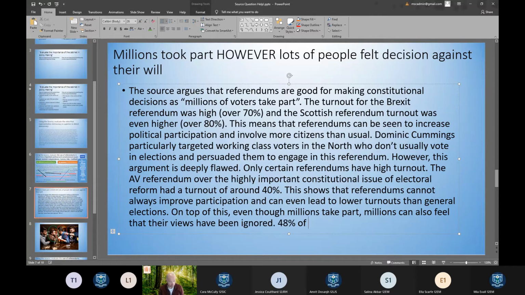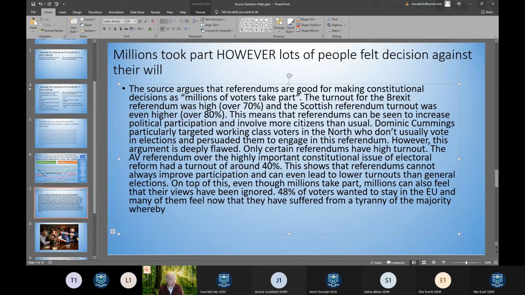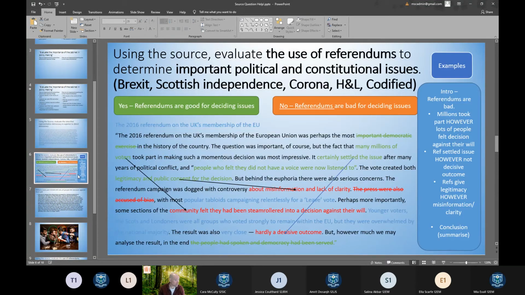48% of voters wanted to stay in the EU, and many of them feel now that they have suffered from, let's use a key phrase here, from a tyranny of the majority whereby their views no longer matter. See there, got a nice little key phrase in here. Let's go back to the source, see if there's anything else I want to grab.